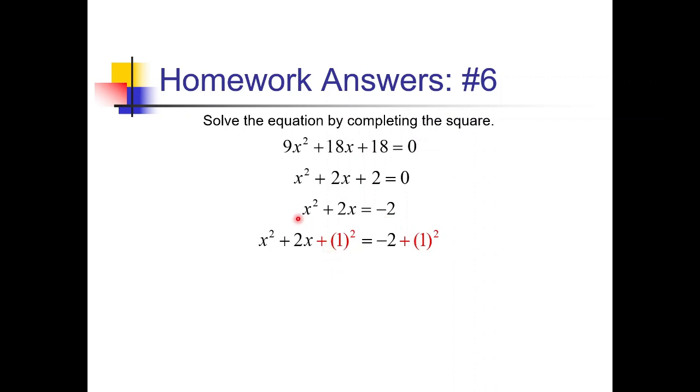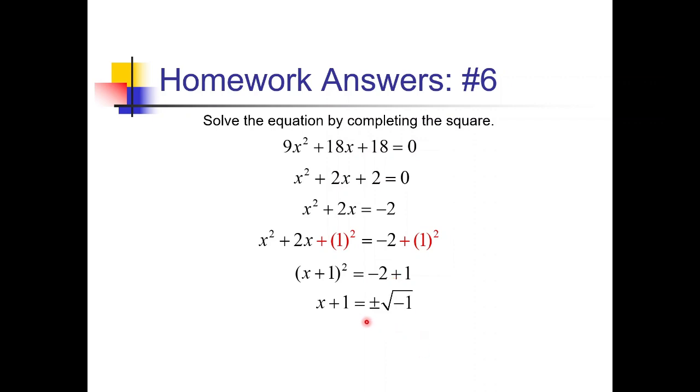So on the left side then, I'm going to have x plus 1 quantity squared. On the right side, this is just negative 2 plus 1. And then if I square root both sides, I've got x plus 1 on the left, and this will be plus or minus the square root of negative 1 on the right side.